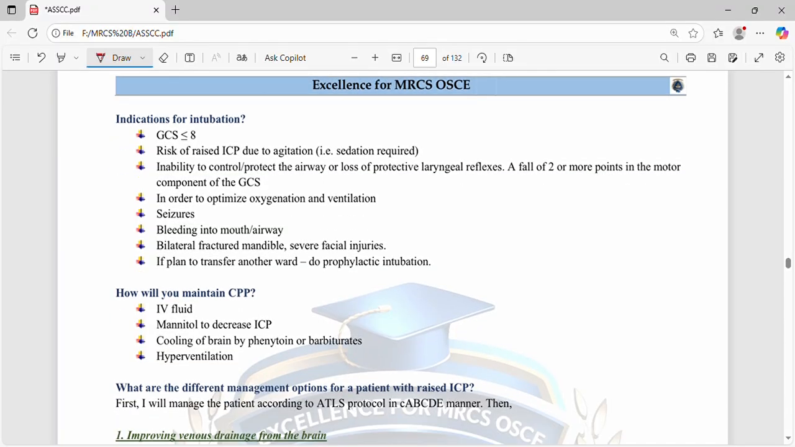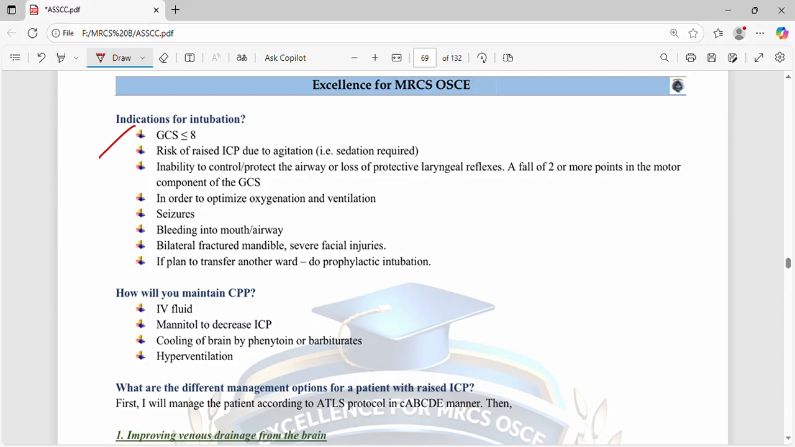So, indications for intubation: when GCS is less than or equal to 8, risk of raised intracranial pressure due to agitation, sedation required, inability to control or protect the airway or loss of protective laryngeal reflexes, a fall of 2 or more points in the motor component of the GCS, in order to optimize oxygenation and ventilation, seizures, bleeding into the mouth, airway, bilateral fracture, severe facial injuries. If planned to transfer to another ward, do prophylactic intubation.